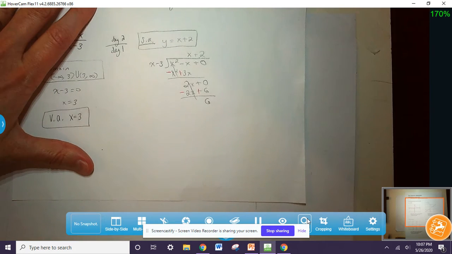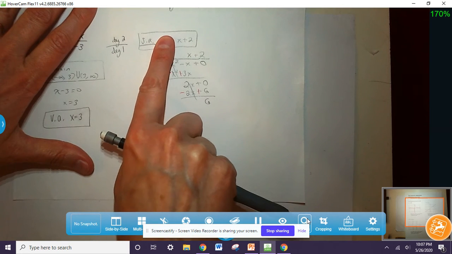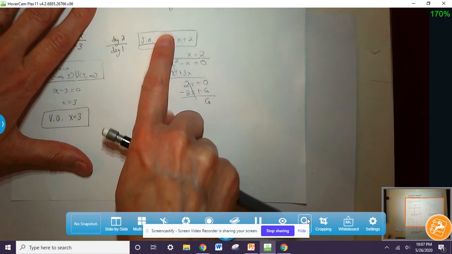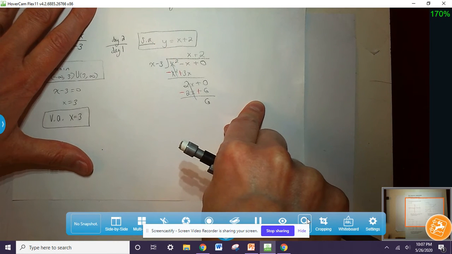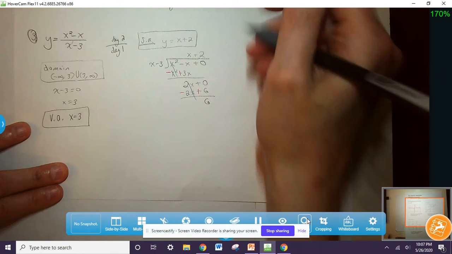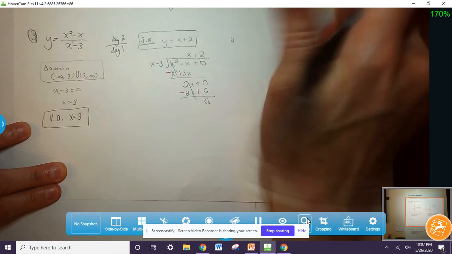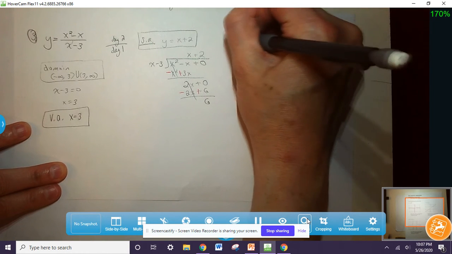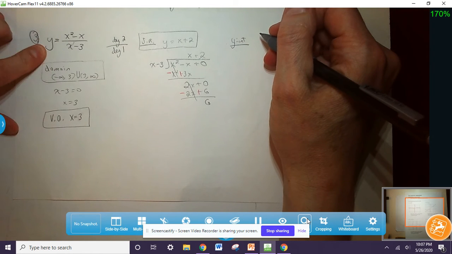Make sure you don't just put x plus 2, because x plus 2 on its own is not a line, but y equals x plus 2 is a line. I'm kind of excited to graph this, but we have to finish finding the other important characteristics, the y-intercept and x-intercept. So for the y-intercept, we're going to put 0 in for x.